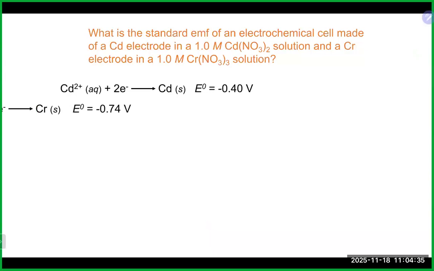All right, so let's take a look at one here. What is the standard EMF of this cell that's made from cadmium and cadmium nitrate and chromium nitrate solution? There are some SRP values here. Why don't you also write the balanced equation as well? Identify the cathode and anode.